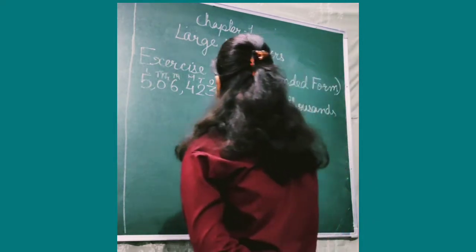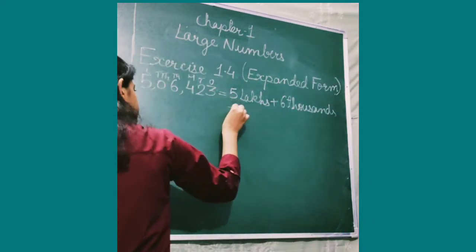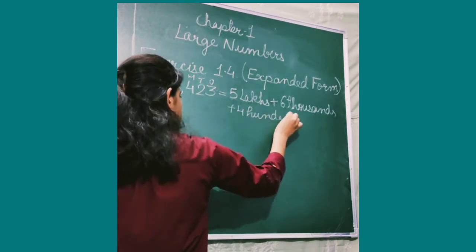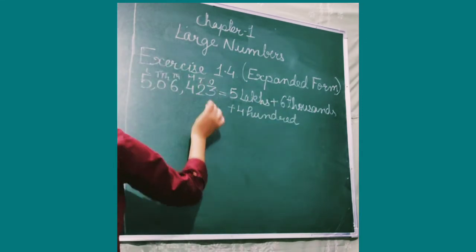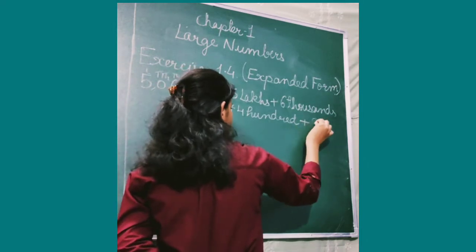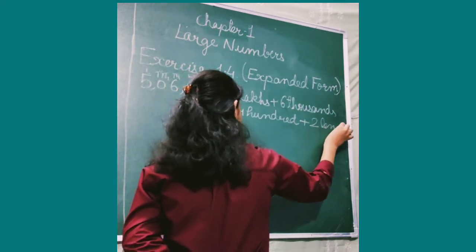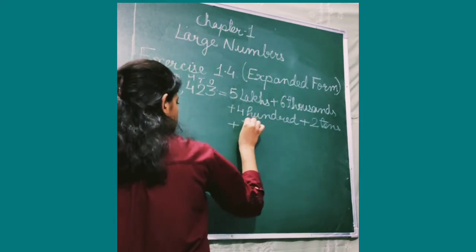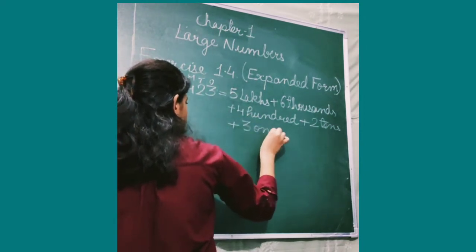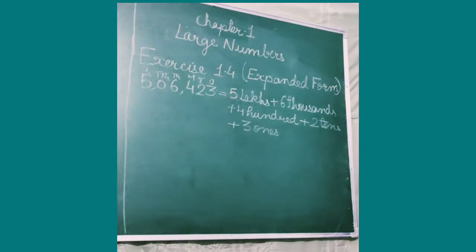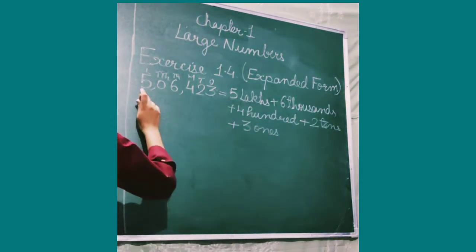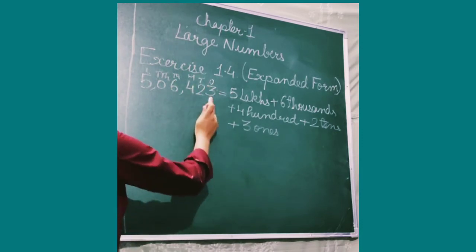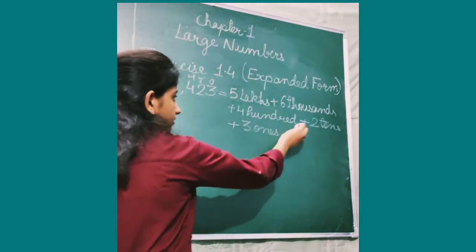400 plus 2 tens plus 3 ones. This is very easy. This is the first method of writing expanded form. 5 lakhs plus 6,000 plus 400 plus 2 tens plus 3 ones.